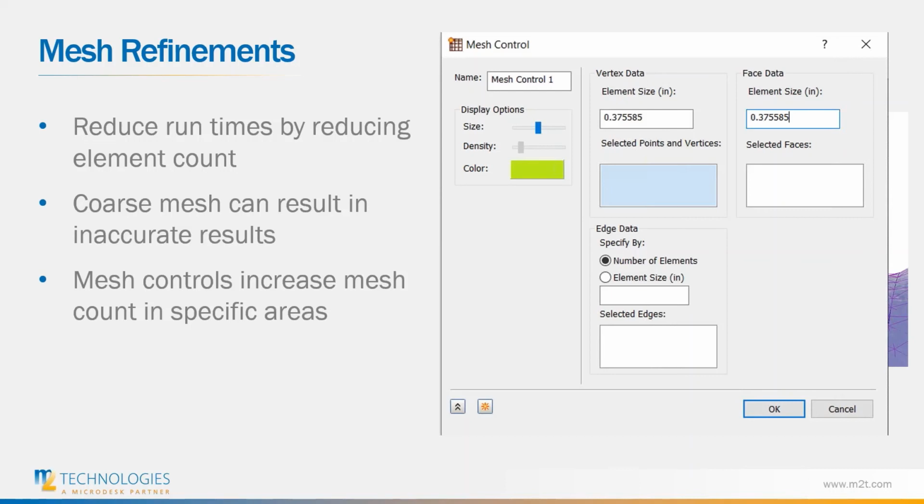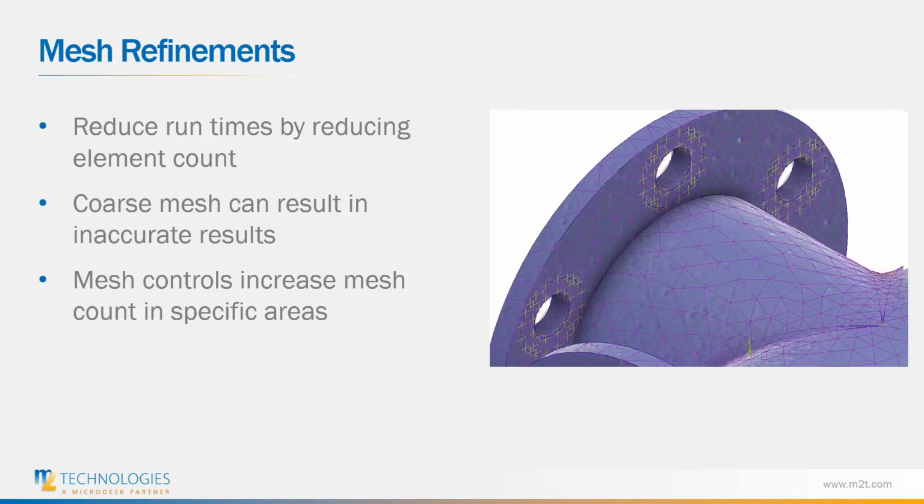We can select vertexes, faces, or edges to define this finer mesh. If we try and set this to a coarser, it'll default to the standard mesh settings. We are only able to use these mesh controls to set areas to be finer than the general mesh. Once we do so, we can see we've created a finer mesh along the fillets and where our washers will interact with the part to get better results at those locations.